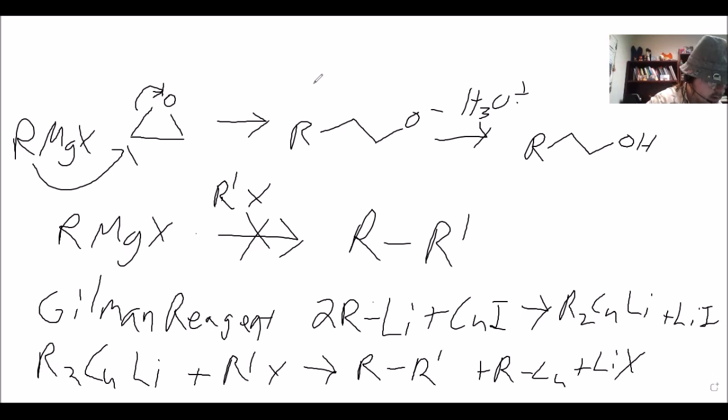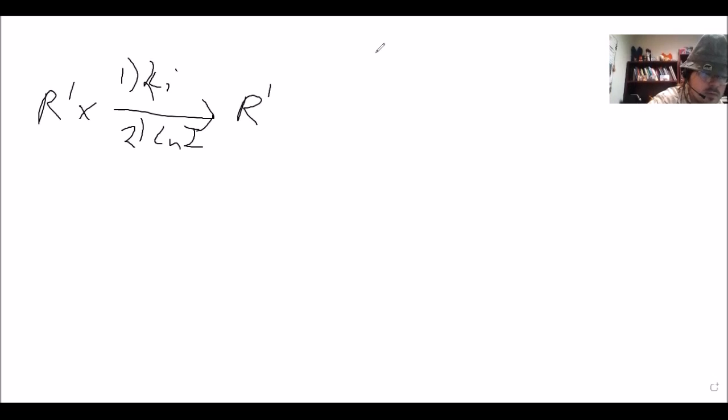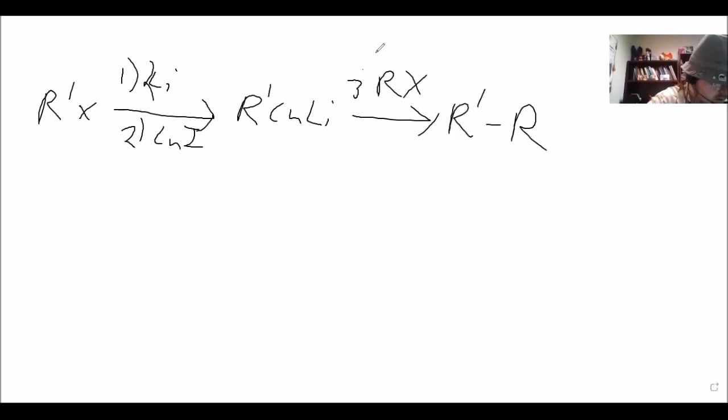So if you want to add these together, what are you going to do? If I want to add R prime to R, we're going to start with R prime X. We're going to mix in first, step 1, 2 equivalents of lithium, and then step 2, copper iodide to form R prime 2CuLi. And then on the third step, we're going to add our alkyl halide that we want to react. And bada boom, bada bing, you can snap these together.